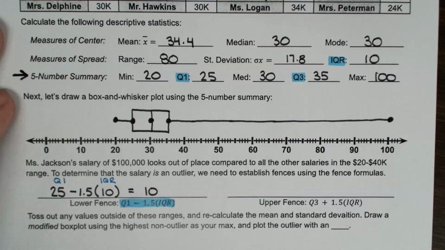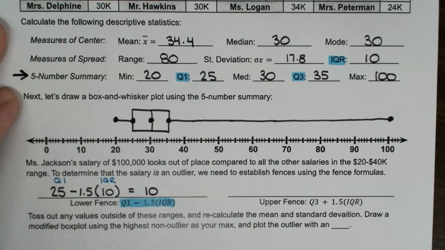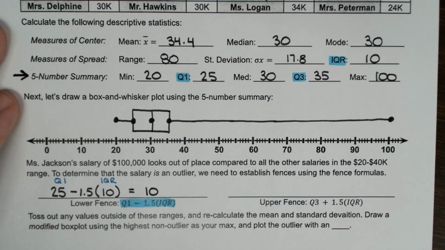What that means is any salary below $10,000 is going to be considered an outlier based on what we've got from this company. Do we have any outliers on the low end? No, no one's making less than 10 grand, so that's fine.